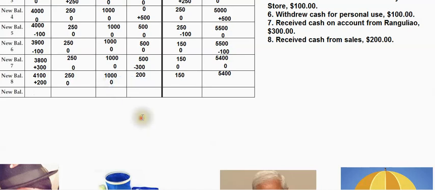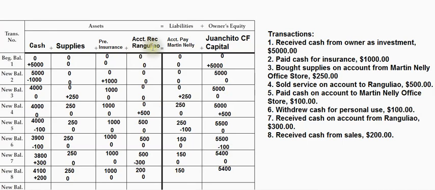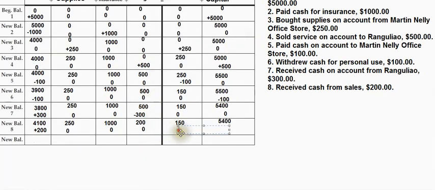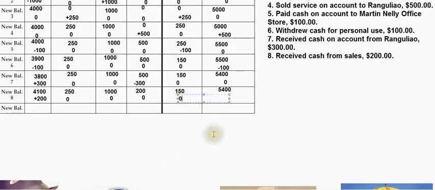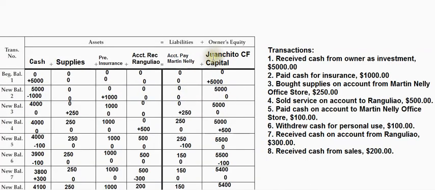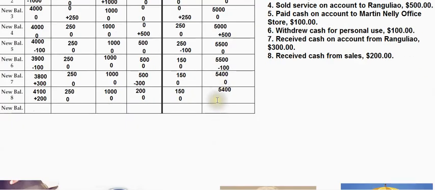And this is 0. This is 0. This is 0. Yeah, that's Ranguliao's debt. And this is Martinelli's accounts payable, still 0. Here in the capital part, you have to increase it. When you make a sale, you increase your capital. And here you are going to put 200 bucks. Your final balance, calculate the final balance, 4,300.